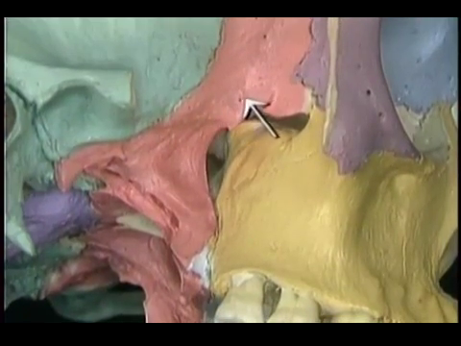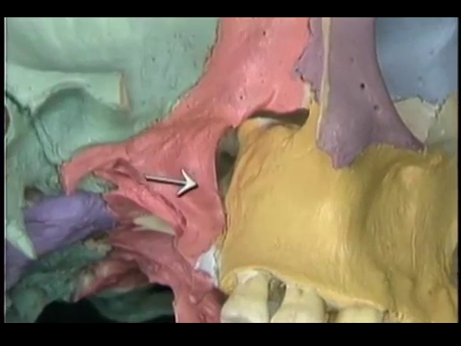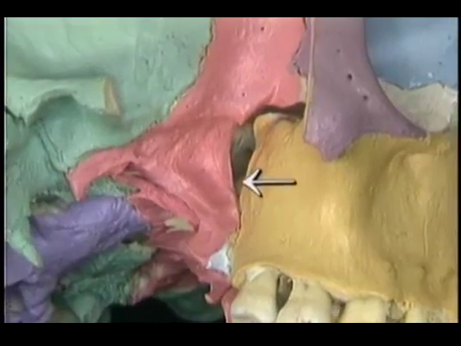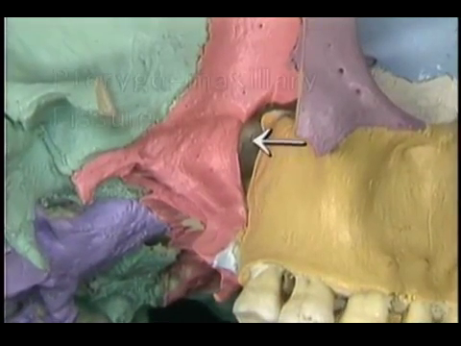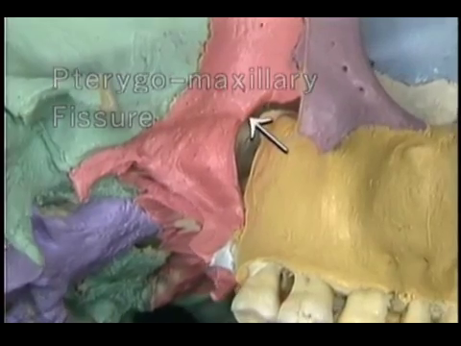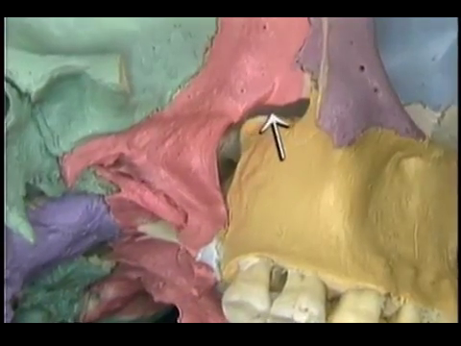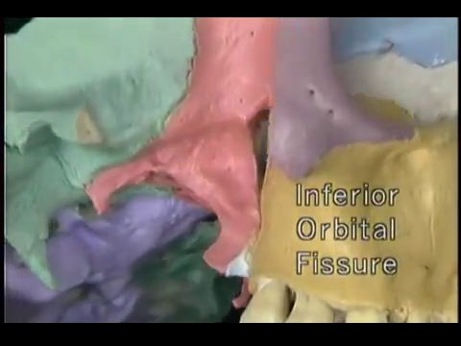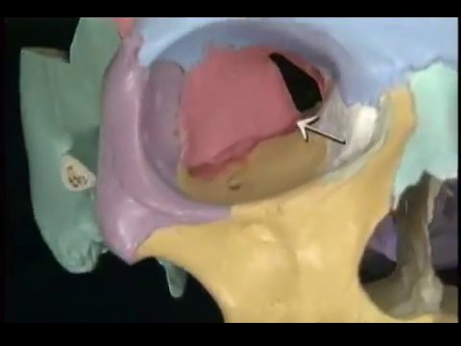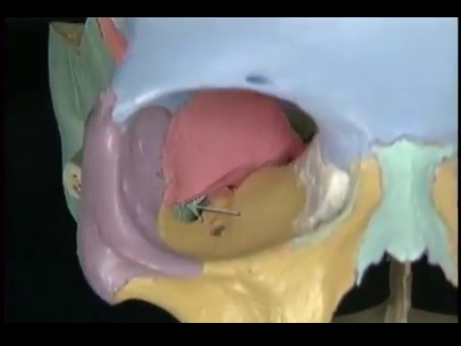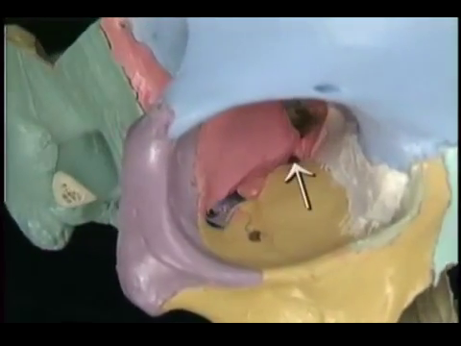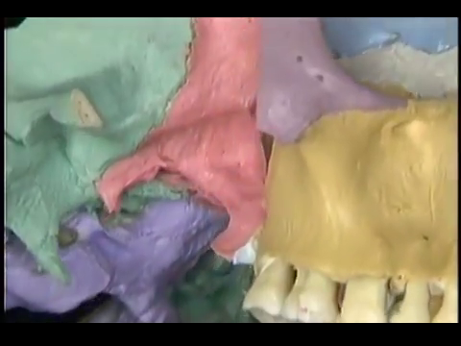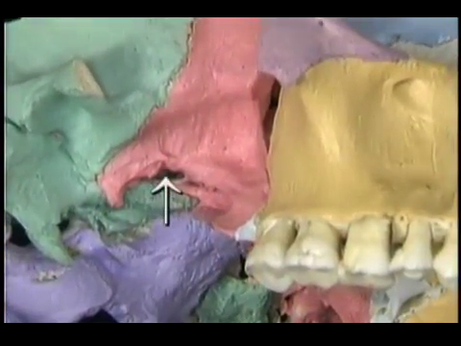Here's the underside of the greater wing of the sphenoid bone. Here's the lateral pterygoid plate. Here's the back of the maxilla. This gap between the pterygoid process and the maxilla is the pterygomaxillary fissure. It's continuous with this gap between the maxilla and the greater wing of the sphenoid, the inferior orbital fissure. Here's the inferior orbital fissure seen from in front. The maxillary nerve emerges here, deep in the pterygomaxillary fissure. The mandibular nerve emerges here, behind the lateral pterygoid plate.